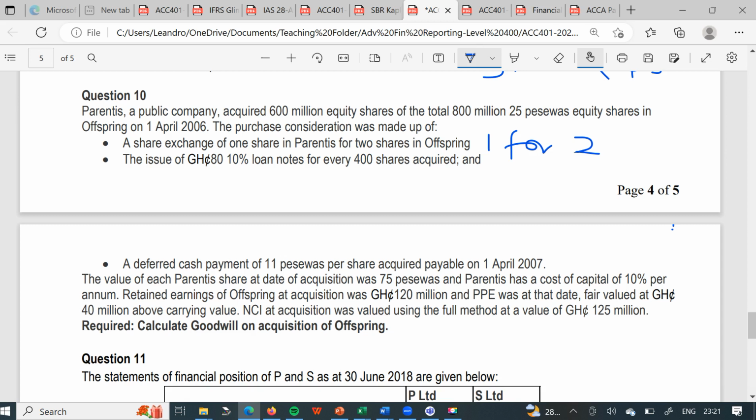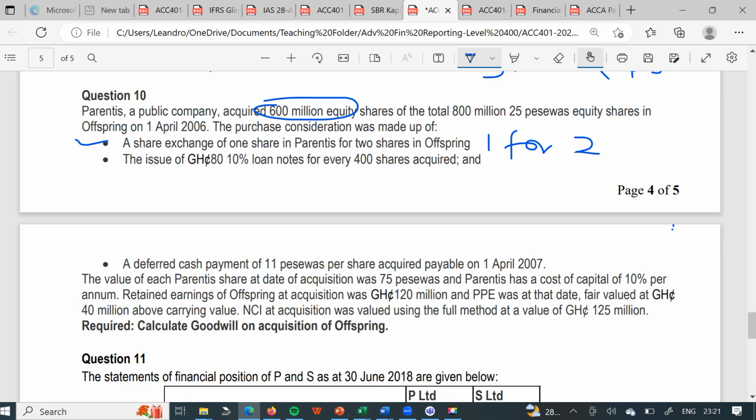acquired. So again, 600 million shares acquired. You will divide that by 400 and multiply by 80. For the first one, you divide the 600 million shares acquired by 2, multiply by 1, and then you use it for that. Then a deferred cash payment of 11 pesos per share acquired payable on 1st April.